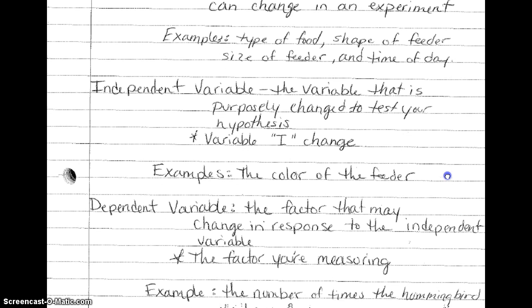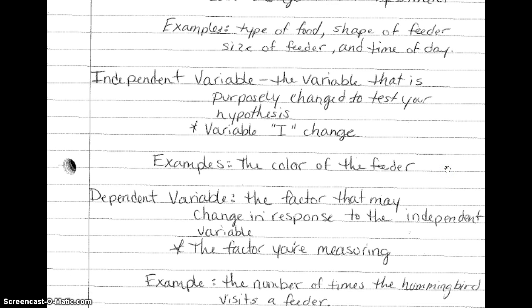An independent variable is a variable that you purposely change to test your hypothesis. Okay, an independent variable is the variable I change. Remember that statement: I change, because independent starts with I, and you're thinking that it's the one I change. That'll help you remember how to identify the independent variable.